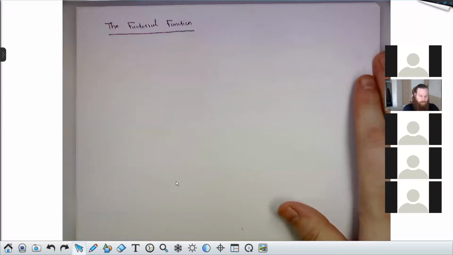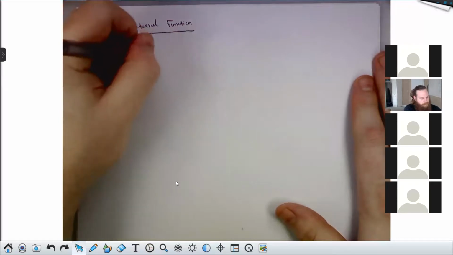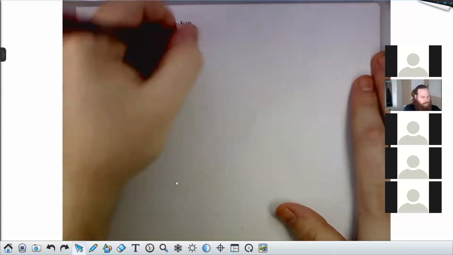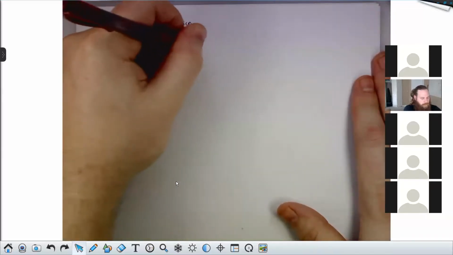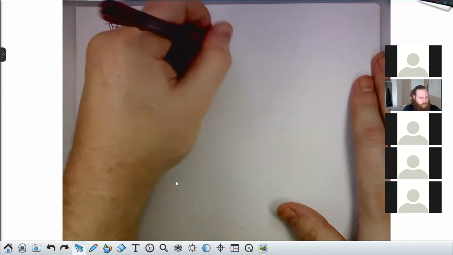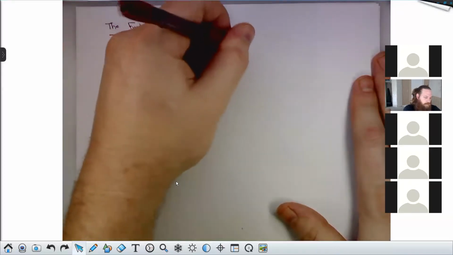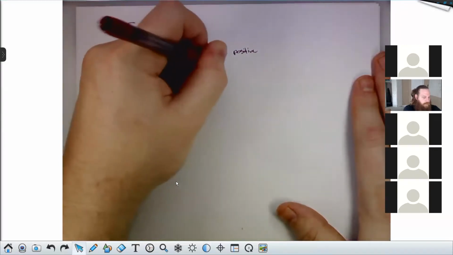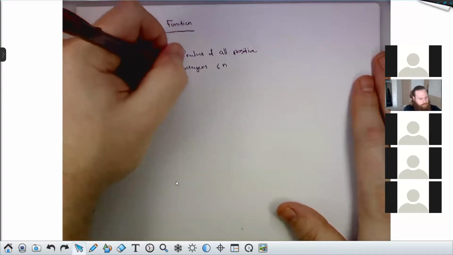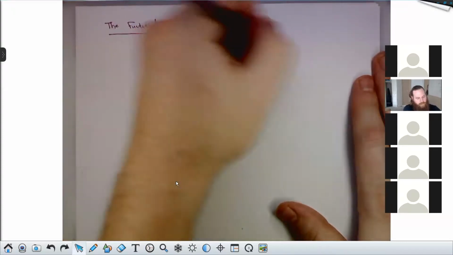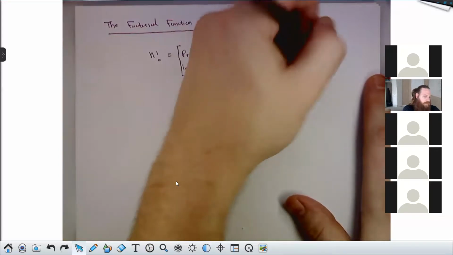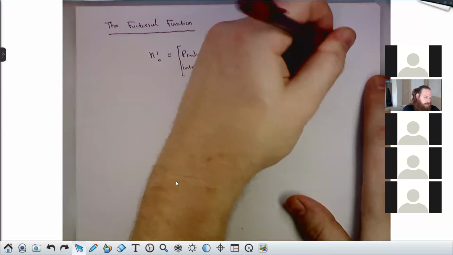That's the exclamation mark, correct? Yeah, it is. This is the exclamation mark. N factorial is defined to be the product of all positive integers less than or equal to n. That is, it's n times n minus 1 times n minus 2, all the way down to 3 times 2 times 1.